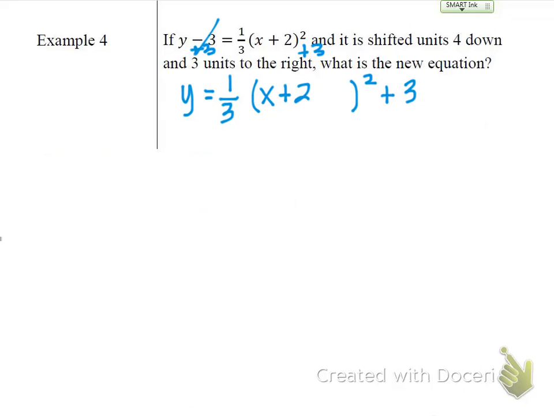And then let's look at how we're shifting. I am shifting 4 units down. So if I'm shifting down, is that the y or the x? The y. And since it's the y, it behaves the way we expect it to, so we're going to subtract 4 from y.